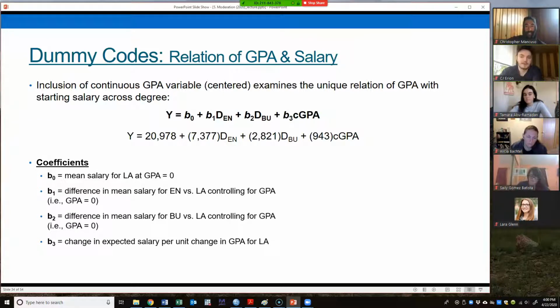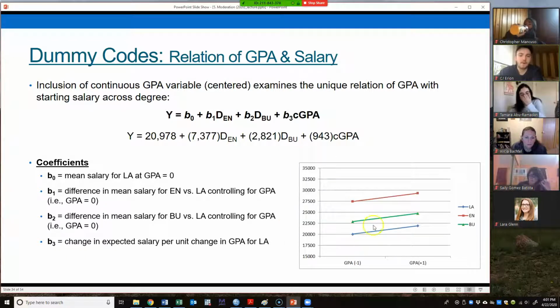The question then becomes, what does 0 mean, right? So this is going to be the unique effective GPA on starting salary with engineering and business held constant at 0. And if engineering and business are held constant at 0, who am I talking about? CJ? The liberal arts, right? So if we go through and we graph this out, what we're seeing is the unique effective GPA and starting salary for individuals in liberal arts, business, and engineering. Okay.